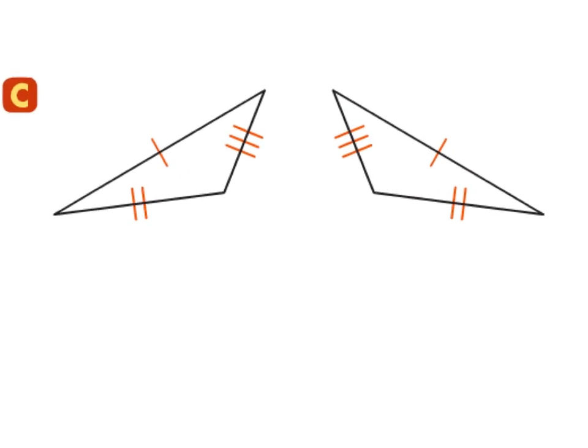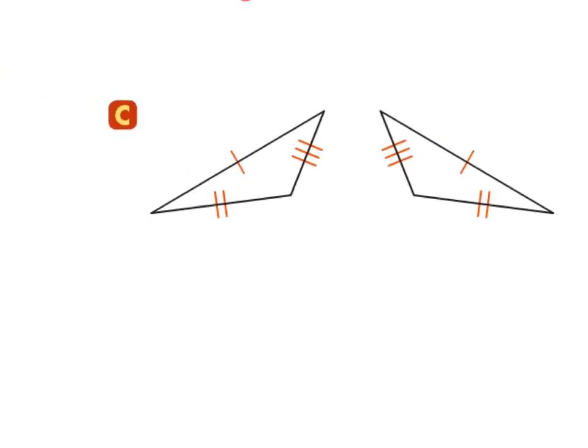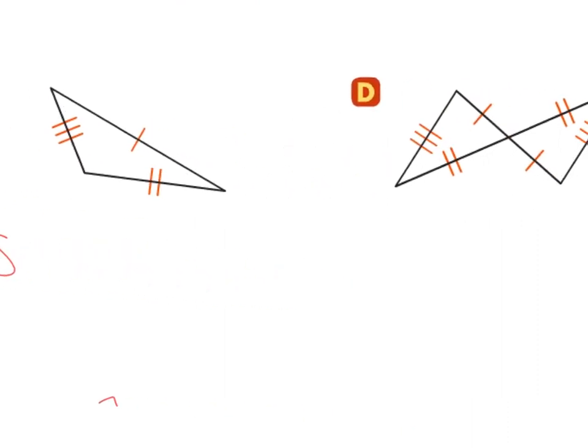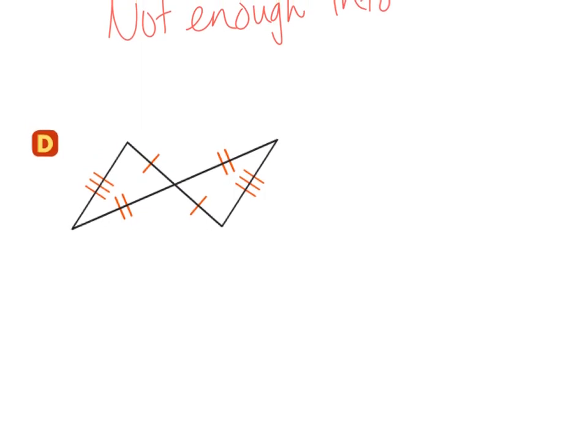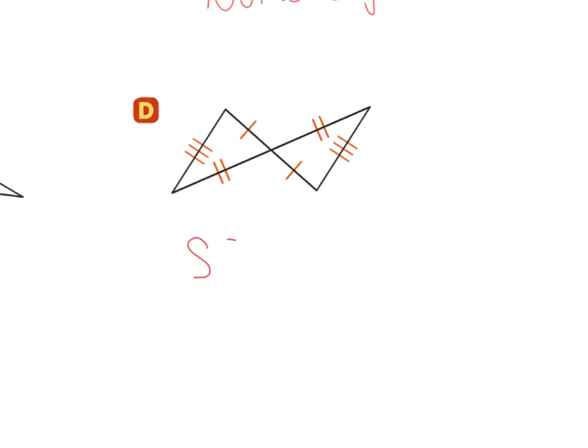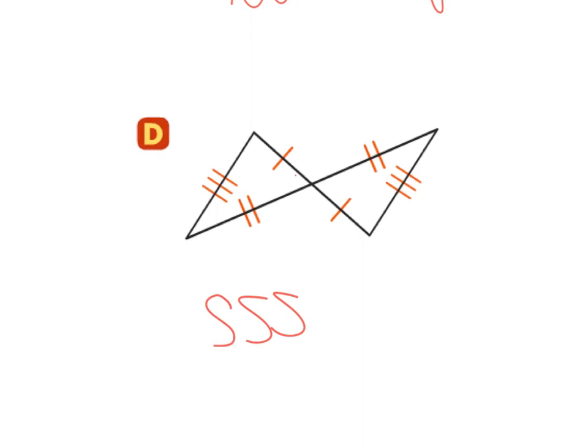Okay, next one, it looks like we have all three sides on both of them, so that would be yes, side, side, side. This next one looks like we have all three sides, so it would be side, side, side, but it could also be side, angle, side. If you notice, these are vertical angles right here, so they must be congruent. So you could say side, angle, side. It could be either one, side, side, side, or side, angle, side.